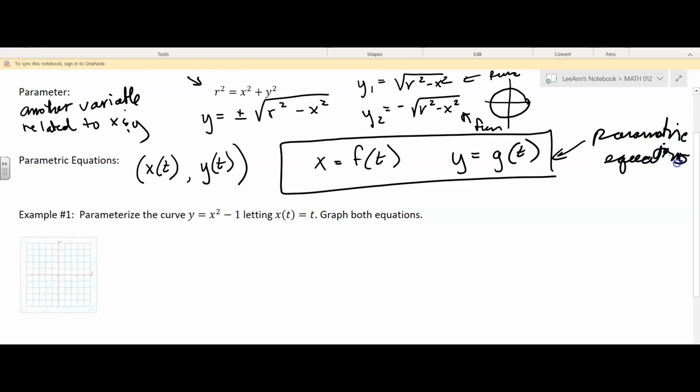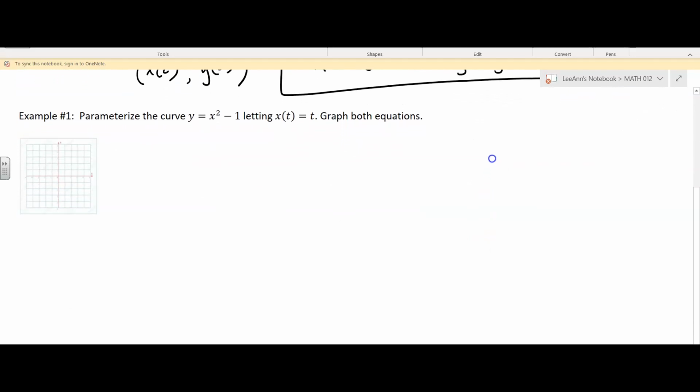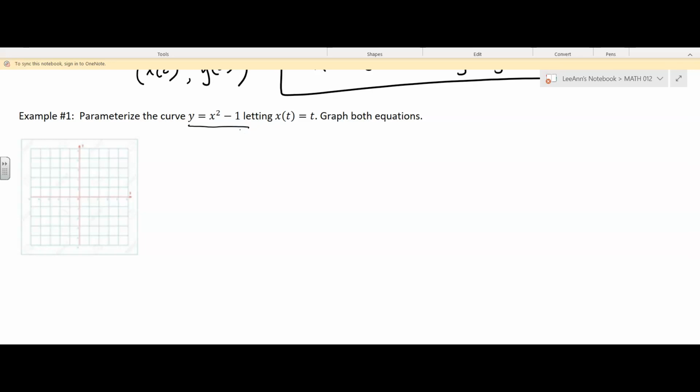Okay, so we'll give you an example. This one's not super exciting, but we'll talk about it a little bit here. I'm going to make that a little bit bigger. We have, it says parameterize the curve y equals x squared minus 1. Now we know what that looks like. It's a parabola, it's shifted down 1. We know all about that curve. But then it says letting x of t equal t. So it gives us a function for x, okay? So what we're going to do is replace this t in for x. So we get y equals t squared minus 1.